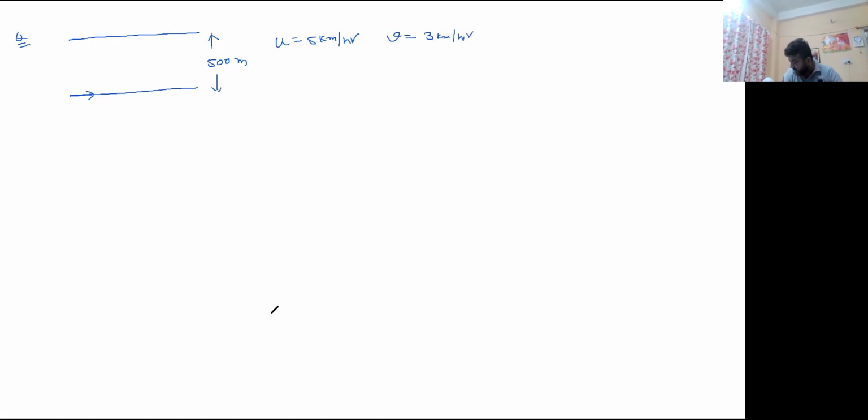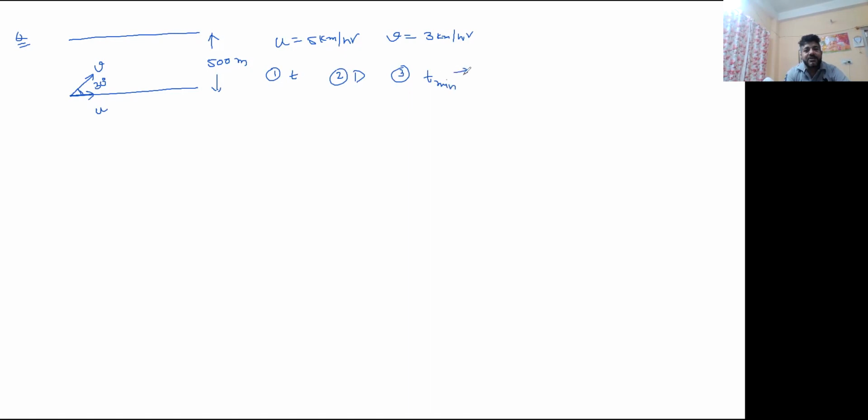If he heads in a direction making an angle 30 degree with the flow. See, this is the velocity of the swimmer. This is the velocity of the river. Angle is 30 degree. First, find the time taken to cross the river. Second, find the downstream drift during that time. Third, find the shortest time to cross the river, T minimum.